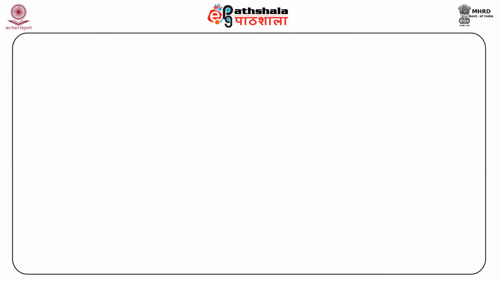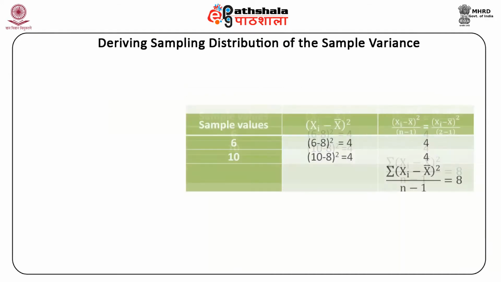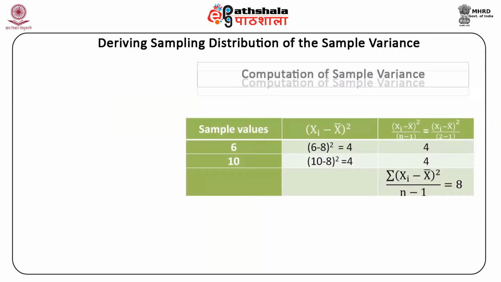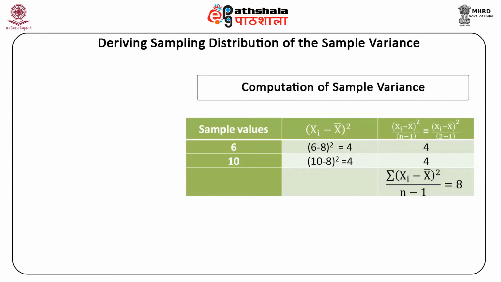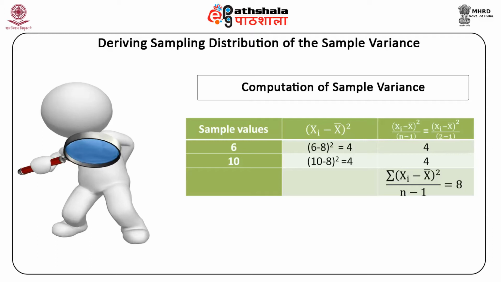The computation of its variance is shown below in a table, which is Table 2. In this computation of sample variance, we have taken the sample values 6 and 10 in the first column. Then we have xi minus x bar square, where we have 6 minus 8 square equal to 4 and 10 minus 8 square equal to 4. Then in the final column, we have calculated s square, which is defined as xi minus x bar square divided by n minus 1, and its summation. So you can see we have calculated these values, which are 4 and 4, and the total is 8.